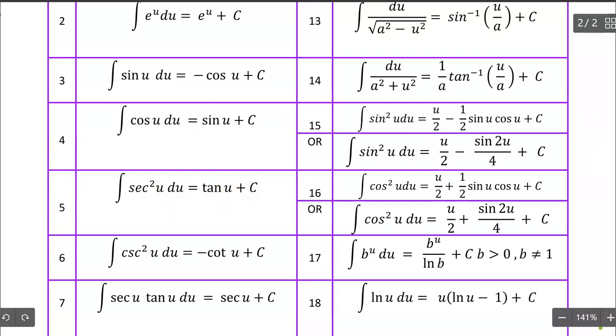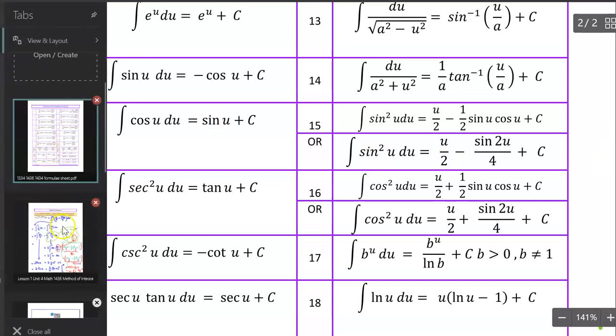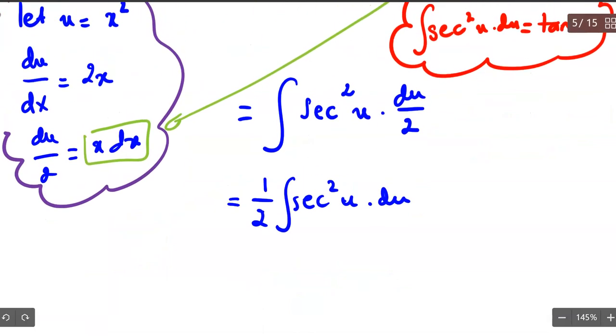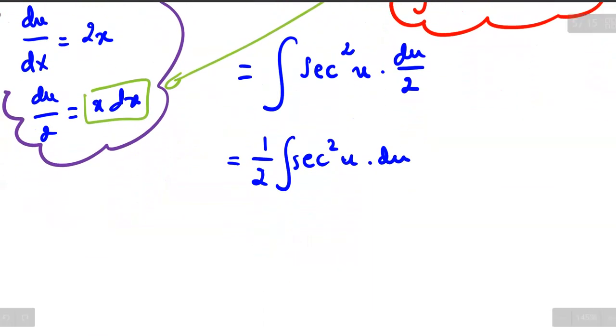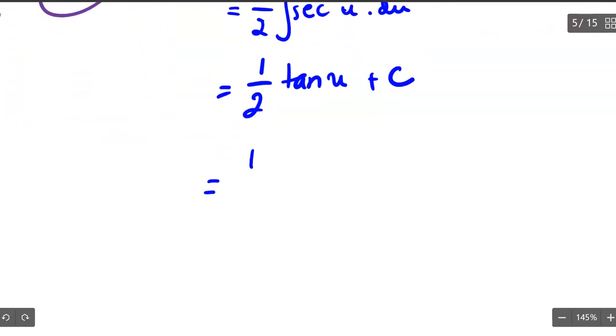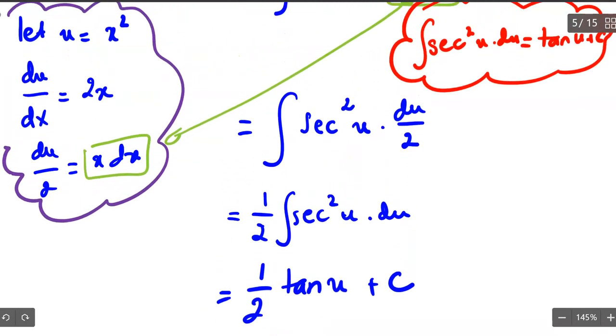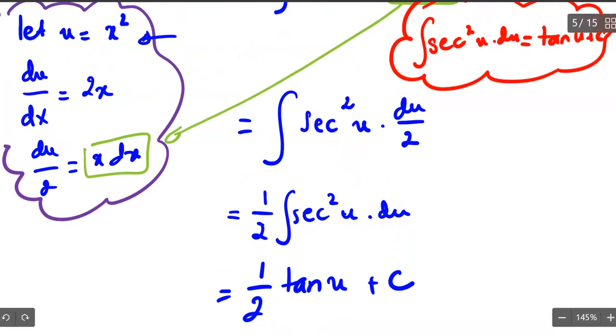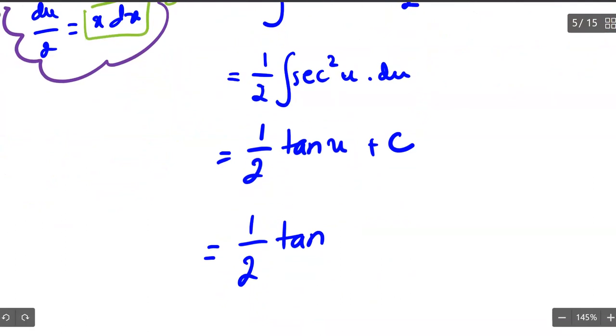Alright, so let's get back to our example. I have it equal to a half tangent of u plus c. But I must replace the u by x squared because I let that equal to x squared from the very beginning. So tangent of x squared plus c is the final answer.